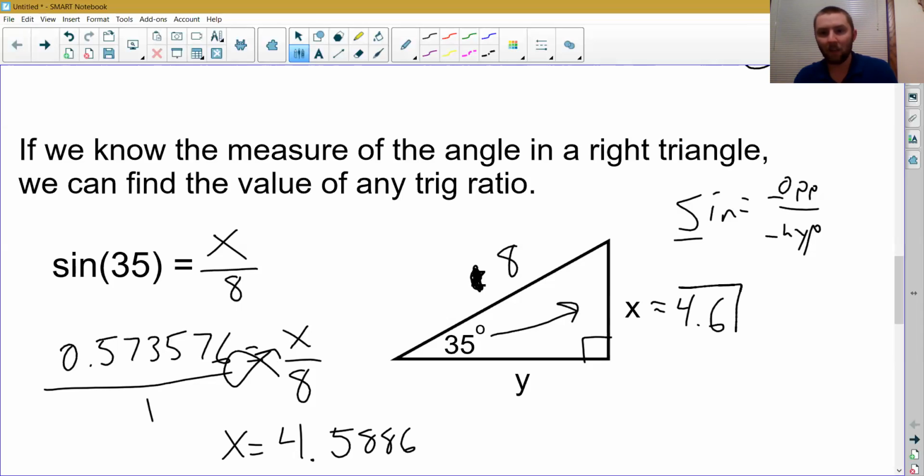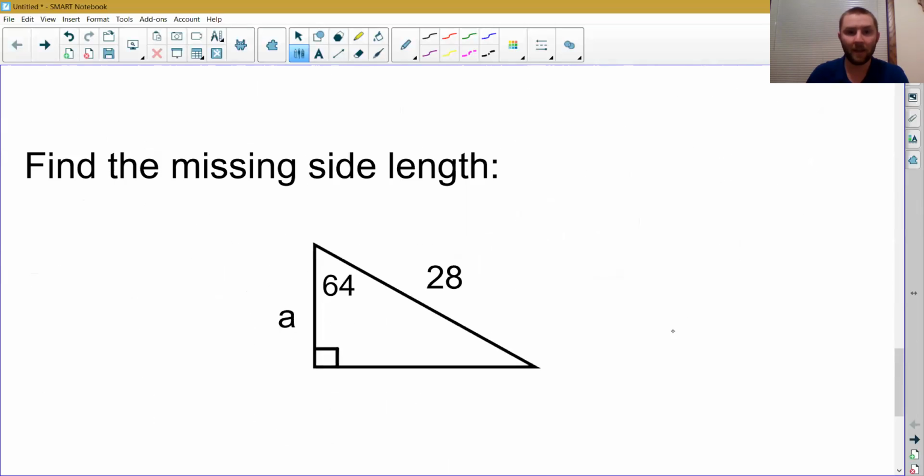So that side length here has to be that because that's the only way that 4.6 about divided by 8 gives me the correct sine ratio. Because I know from my calculator that the sine ratio is supposed to be 0.573576. So I use what my calculator tells me the sine of this angle means for a sine ratio, and I use that to find my missing side. So if we look at just a couple more examples of that.